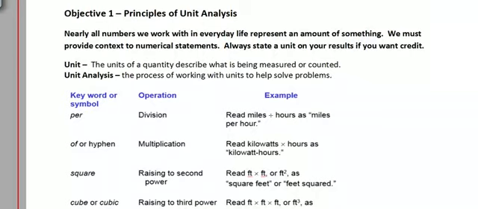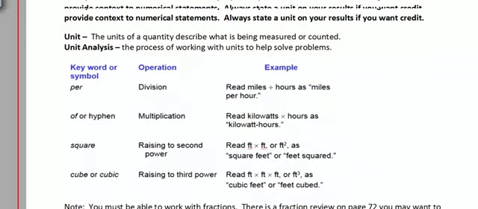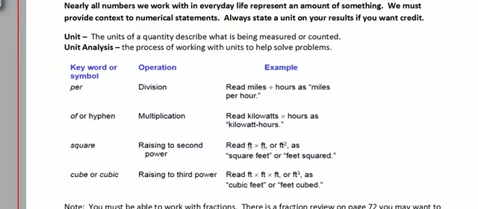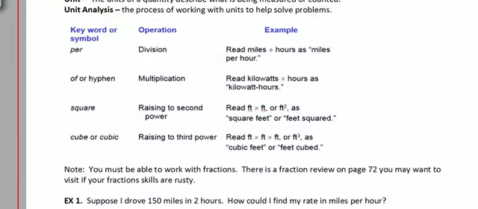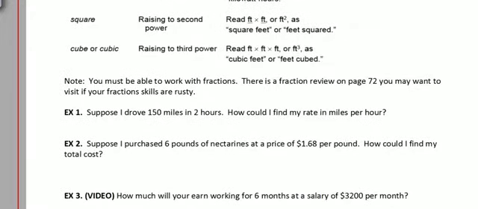If we're going to square something, we're just raising it to the second power. We'll be dealing with units of area, so foot times foot is a foot squared, feet squared, maybe that's a little bit better way of putting that. Cube means we'll be raising a unit to the third power, such as cubic feet or feet cubed when we're dealing with volume. So again, just working with units. It's important that you are able to work with fractions, so if you need a review on that, you can go to page 72 if your fraction skills are rusty.